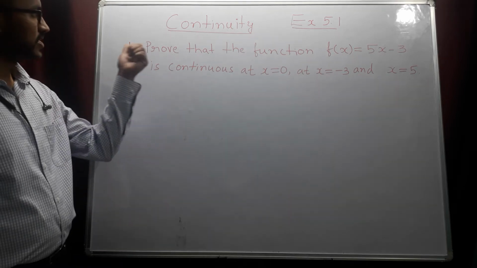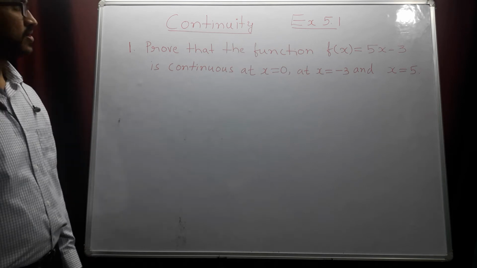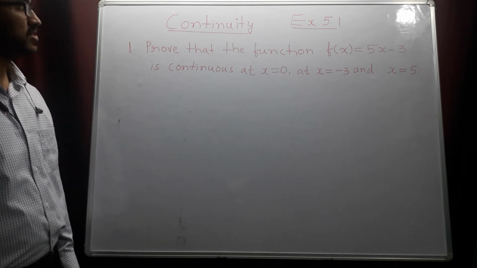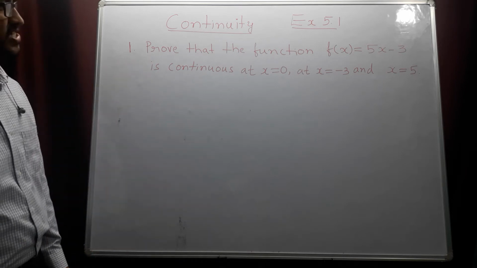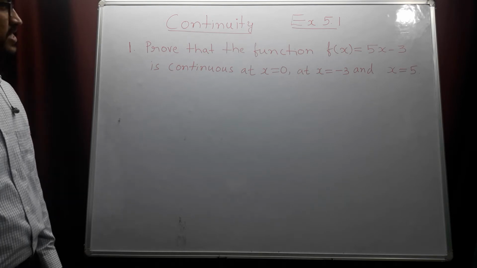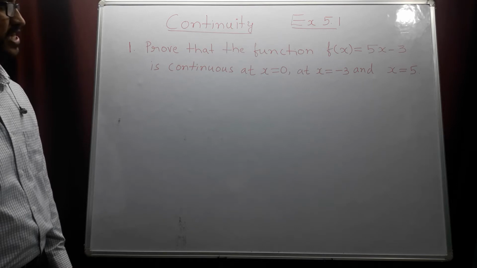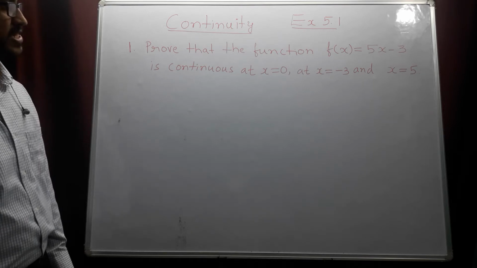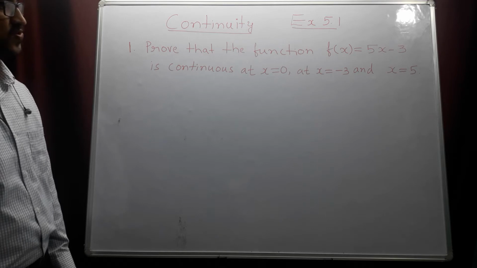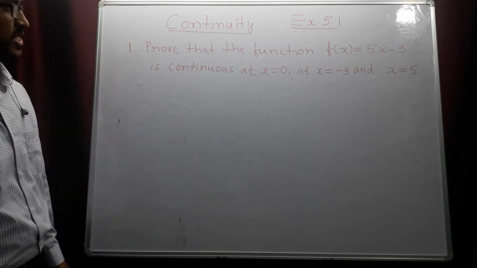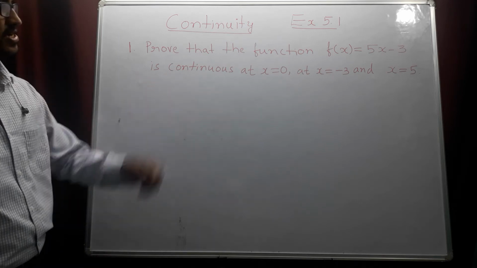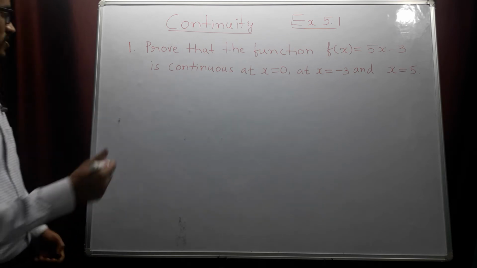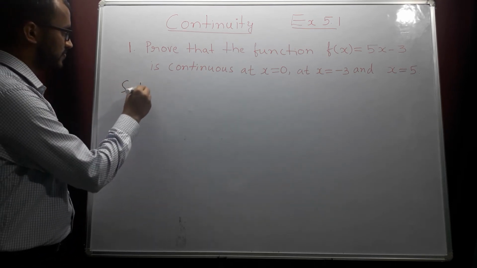So in this video, let us solve question number 1 of exercise 5.1 of the continuity chapter. The question is, prove that the function f of x equals 5x minus 3 is continuous at x equals 0, at x equals minus 3, and x equals 5. So we have to prove the continuity of the function 5x minus 3 at different points. So let us find the solution.